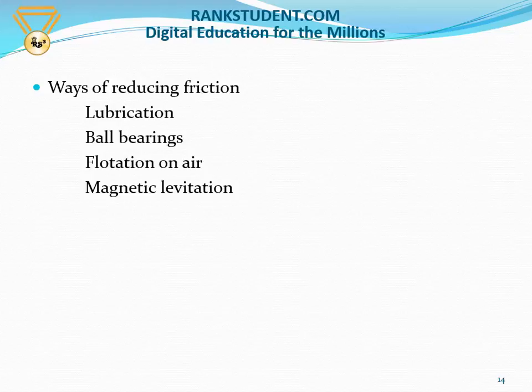Ways of reducing friction: we are familiar with these: lubrication, ball bearings, flotation on air, magnetic levitation, and so on. For instance, flotation on air: when we want to create a situation of zero gravity in the laboratory, sometimes we can create a test chamber wherein the object to be tested is floated on air. Magnetic levitation is used in high-speed trains, for instance, and in bearings wherein friction is very close to zero.